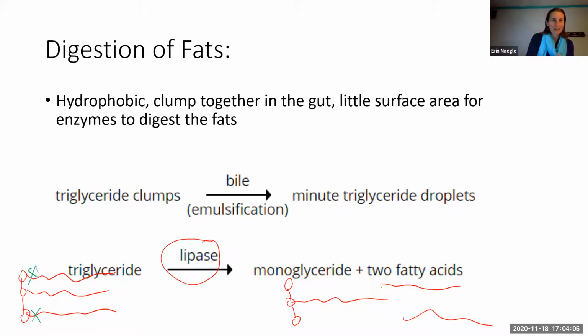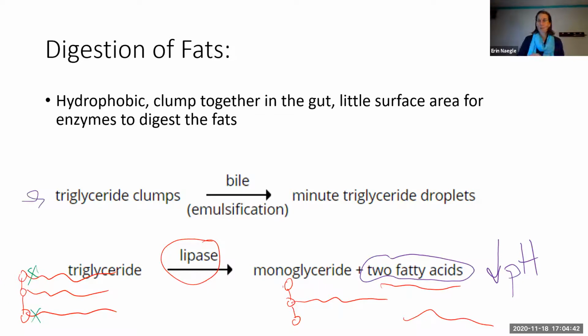Note that we are making more acids. So the way this lab works is we're going to indirectly measure the increase in fatty acids, because what will it do to our pH? Boop, right? More acids mean more acidic environment. So we're going to see a decrease in the pH if we successfully digest triglyceride into monoglyceride and 2 fatty acids.